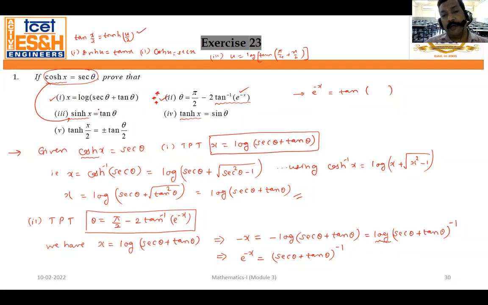Same way? Divide by third. Very good. Third result divided by given data. जो the given hypothesis है और third result जो है इन दोनों को यूज करो. What is tan hyperbolic of x? Sin hyperbolic of x upon cos hyperbolic of x. What is sin hyperbolic of x? Tan theta. What is cos hyperbolic of x? Sec theta. यूज करो. Simple.